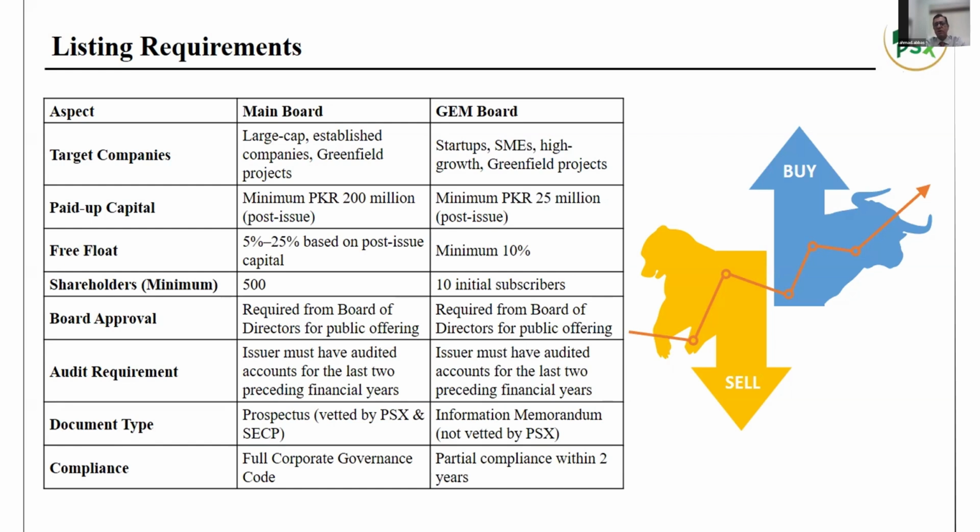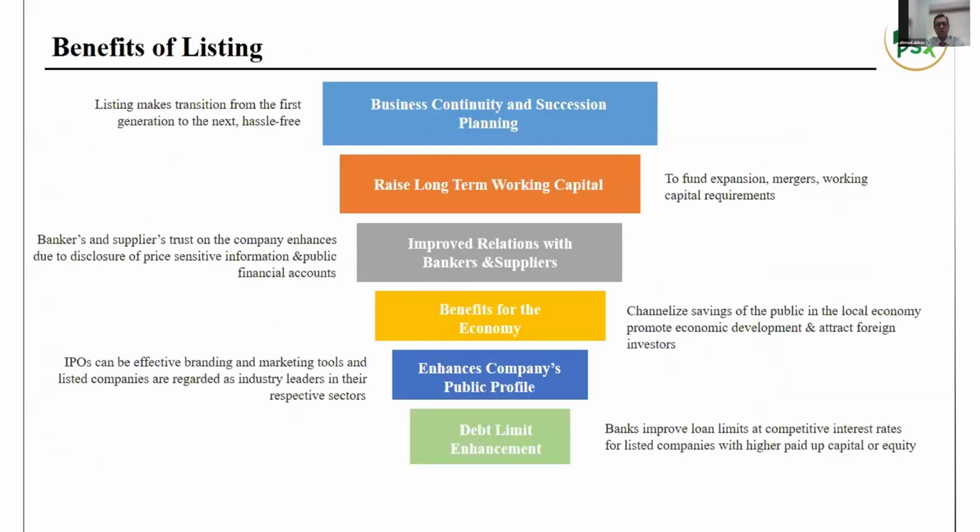Whereas for the GEM board, three requirements are mandatory. Number one, you have to have an audit committee, you have to have independent directors, and there has to be a female director on the board. Other than that, all the other requirements are relaxed, and GEM board companies have to comply with them within 2 years from the date of their listing. So these are a few of the requirements for the main and the GEM board.